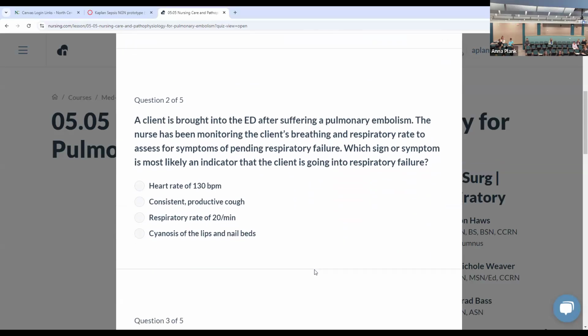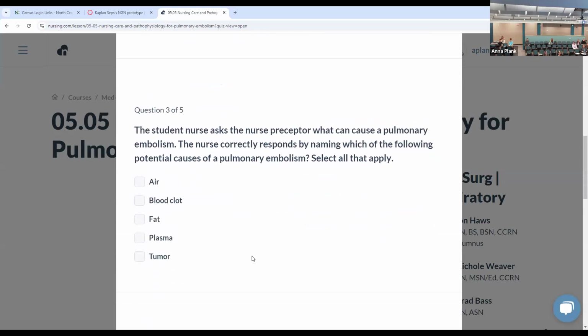Okay. What is a sign of them going into respiratory failure? Heart rate, cough, respiratory rate, or cyanosis? Cyanosis. Do the other three indicate respiratory failure? Not really, not necessarily. What lab test would I want to do if I saw this? An ABG, probably, yeah.